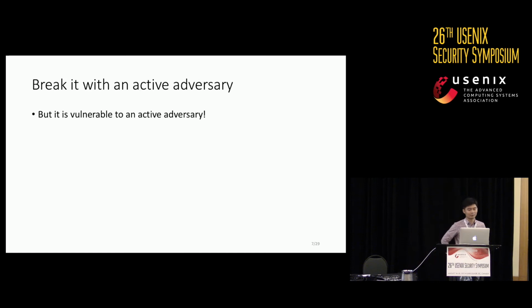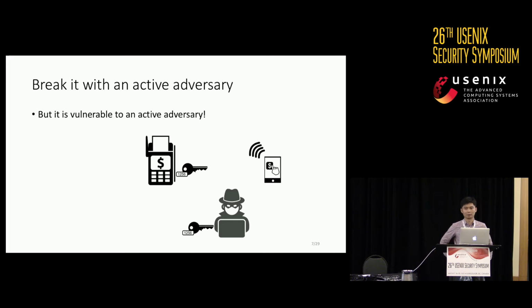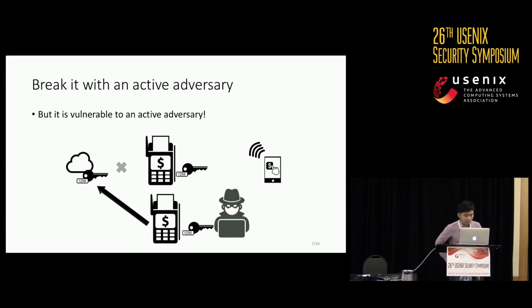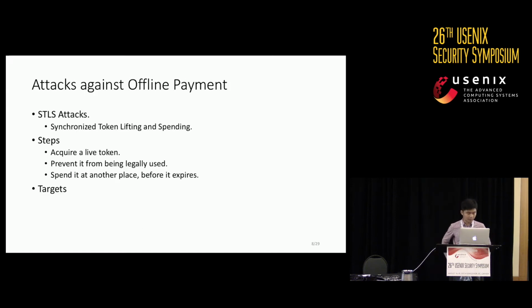However, we found that the scheme can be easily broken by an active adversary. An active adversary can not only sniff the token during the transaction, she can also disconnect the POS machine. And after that, she can send the token to her colluder for spending. Based on this observation, we proposed STLS attacks, standing for Synchronized Token Lifting and Spending attacks.